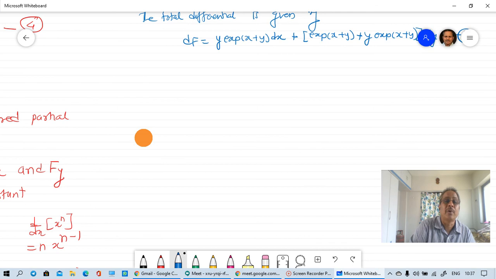Approximate calculations using differential or total differential.